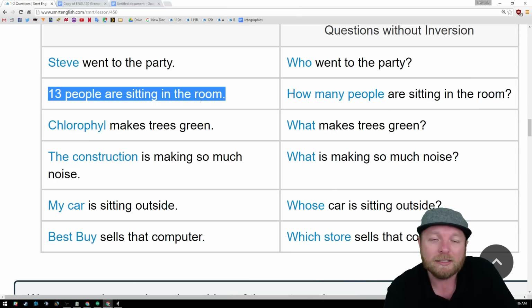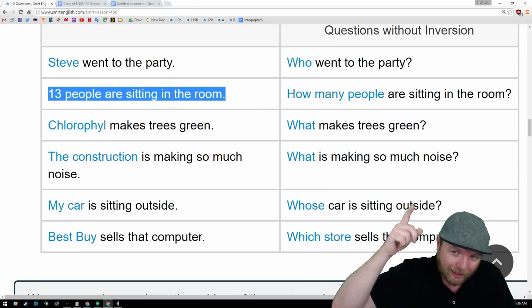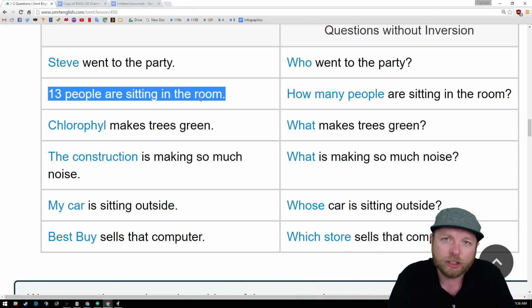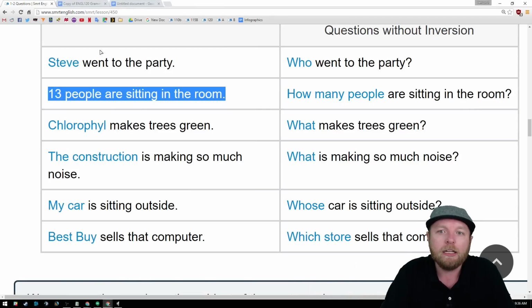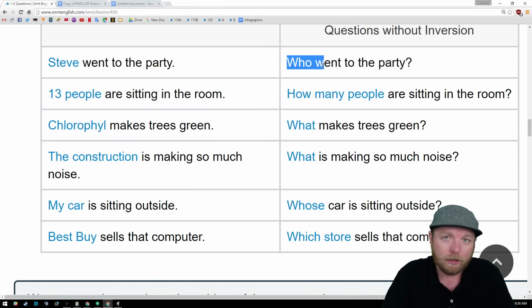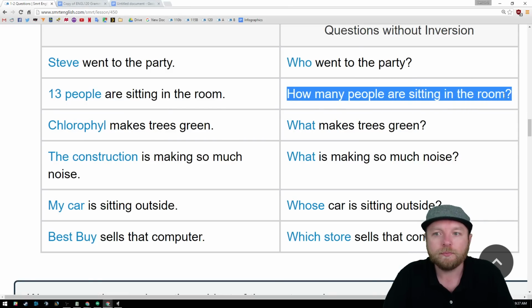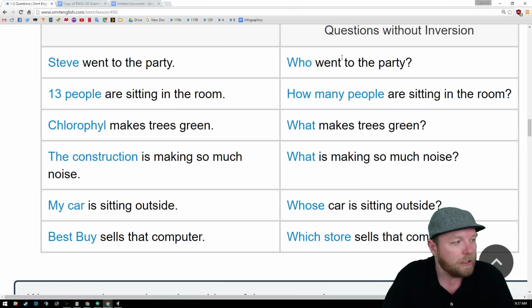And here is the lesson. Many students don't know this. If you have how many people or who, if you don't know the subject, you don't use inversion. You just use normal English. Look, who did? No. No inversion. Who went to the party? How many people are sitting in the room? How many are people? No. How many people, subject. Auxiliary verb, are, and sitting. Also, in questions without inversion, we don't need do, does, or did, the helping verbs.